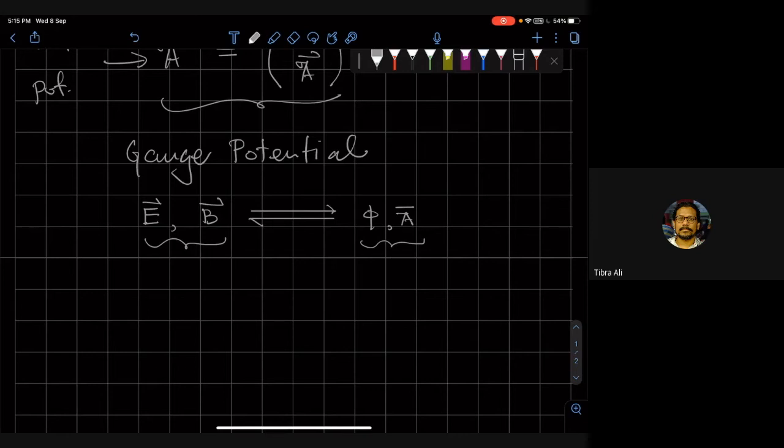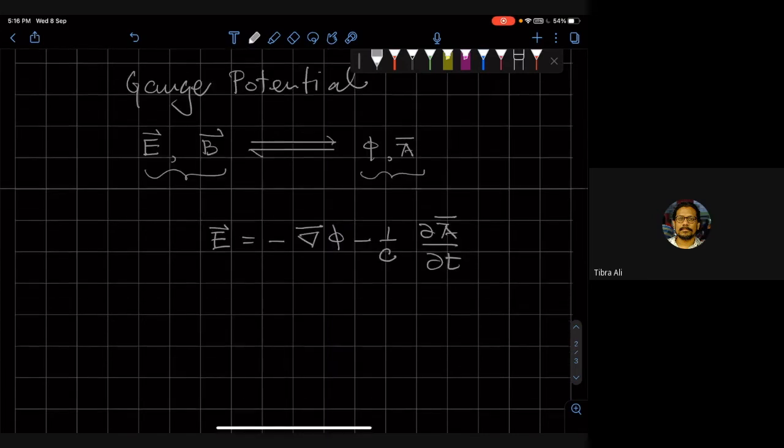Both phi and A are defined by the minus of the gradient of phi is E, and then, in the definition of E, in the dynamic case, there is also a time derivative of the three-dimensional vector potential. And B is the curl of A.